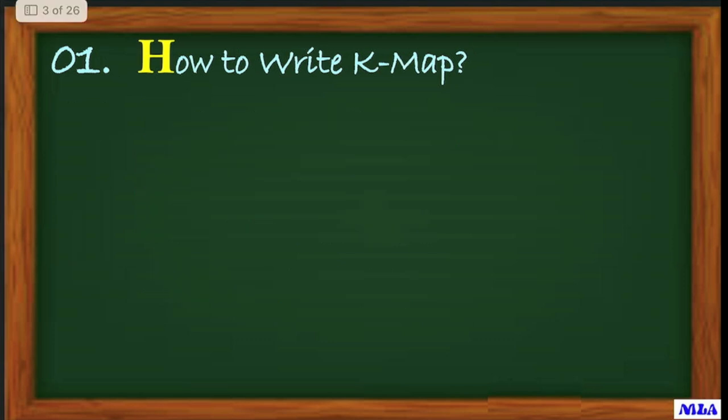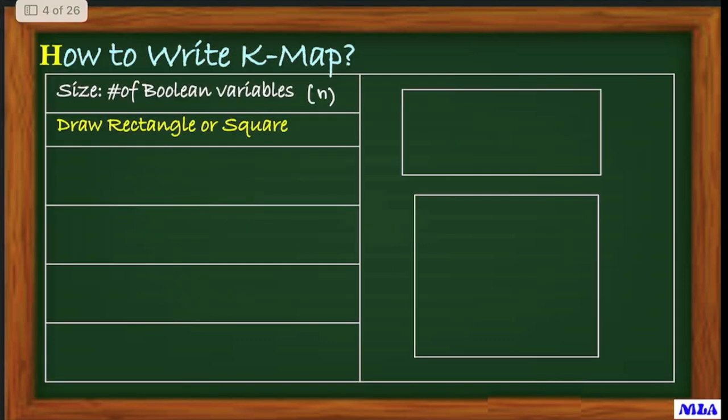How to write a K-map? In order to write a K-map, the first thing we must know is the number of Boolean variables defining the Boolean function. In case we have the number of Boolean variables as 3, we will draw a rectangular box. In case we have the number of Boolean variables defining the Boolean function as 4 or n equal to 2, we will draw a square box.